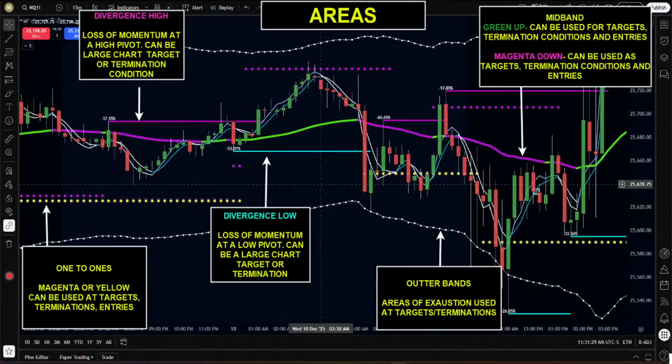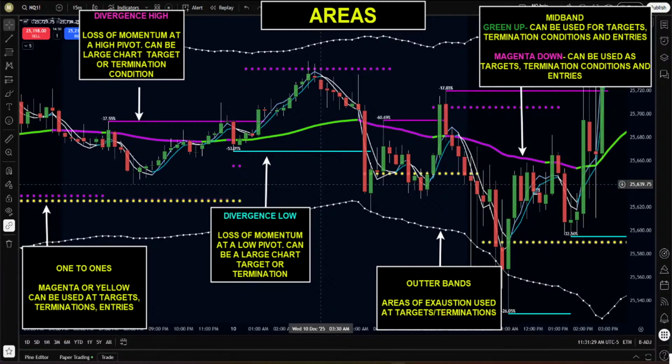There are also areas, horizontal lines that can be bouncy. Sorry, almost forgot to get technical on it. They have names, the same names: divergence highs and lows, 1-to-1s, mid bands. You will see these outer bands. That's not normal if you're used to NinjaTrader. These are just areas of exhaustion. They're used as targets and terminations.